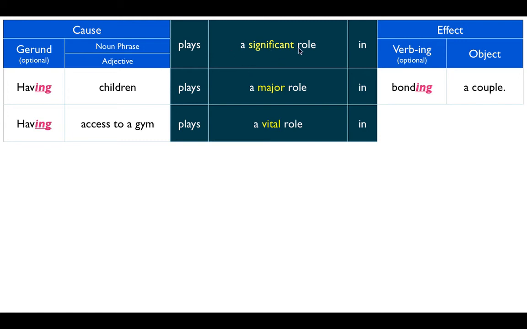So you can be a significant role, a major role, and then if it's very, very, very, very important, we start using more important words like vital role. And again, in staying in shape. So having access to a gym plays a vital role in staying in shape.